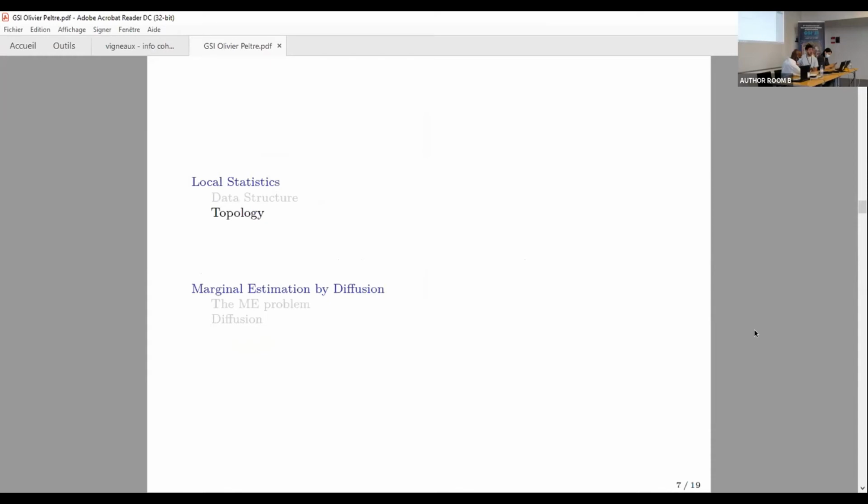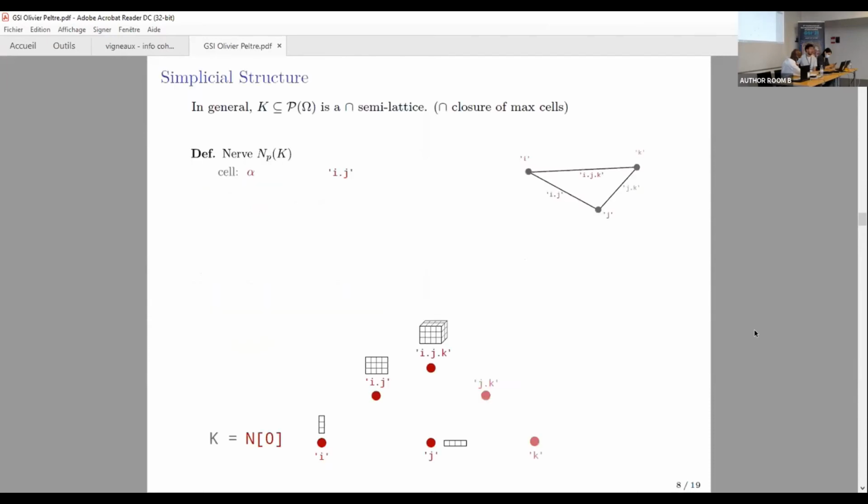Okay, so this is just the flat structure, if you like. But then we get topology, the simplicial structure, by considering the nerve of K. So I didn't really tell you what K is. It's just a collection of subsets. And in general, we only assume it is a semilattice for intersection. So the nerve of K is defined as follows.